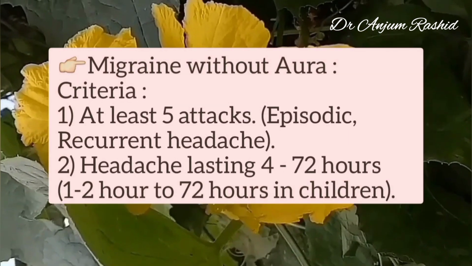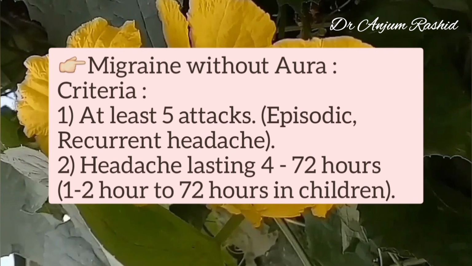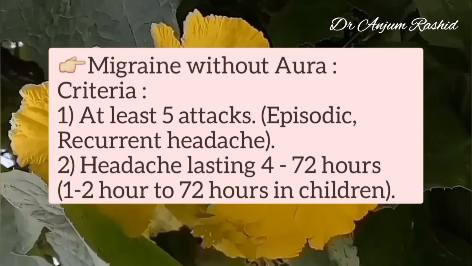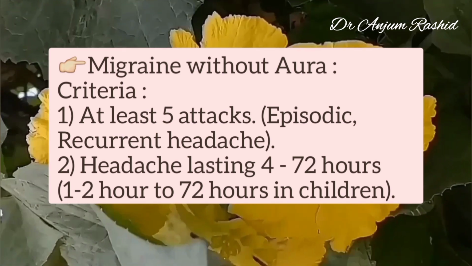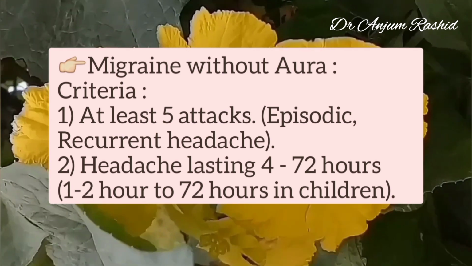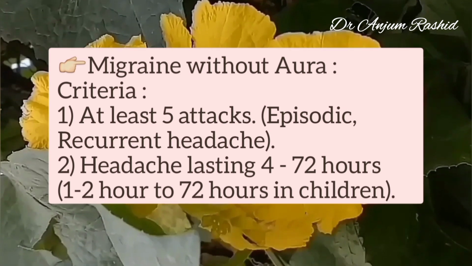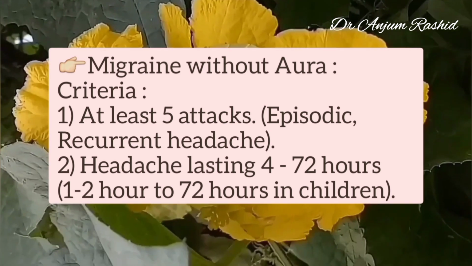Now, in order to diagnose migraine without aura, following criteria should be present. Number one, at least 5 attacks should be there, and these are episodic recurrent headaches. Number two, headache lasting 4 to 72 hours. It could be 1 to 2 hours to 72 hours in case of children.